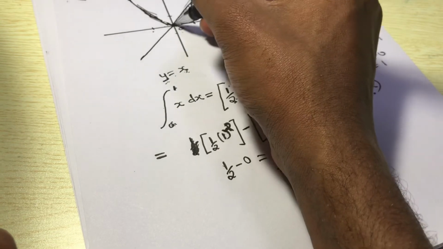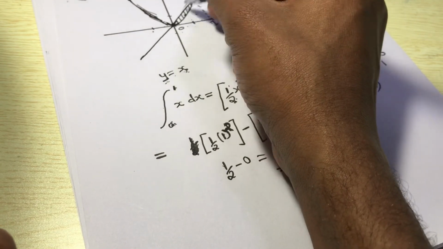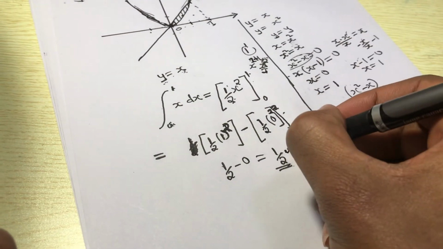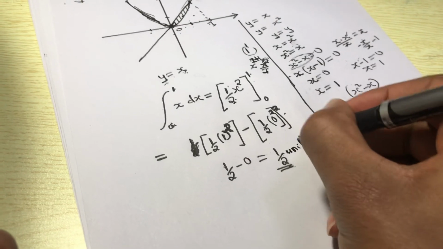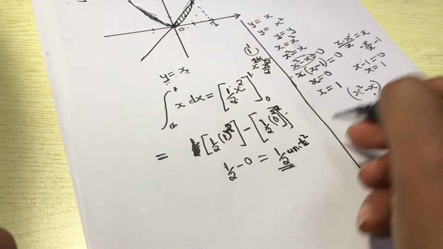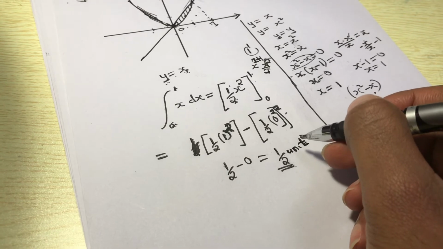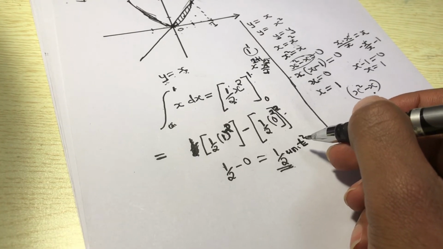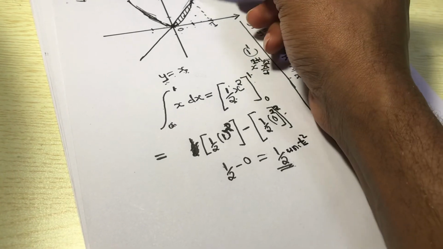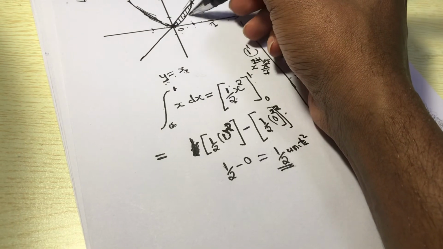here to here, we got a half. The area of this one is a half unit squared. Okay? We don't know its unit, you know? That's why we say unit square. From there, then again, we have to find the area of this figure.